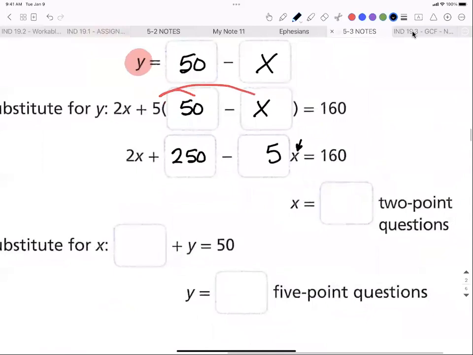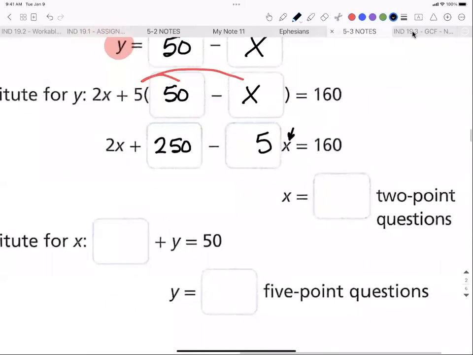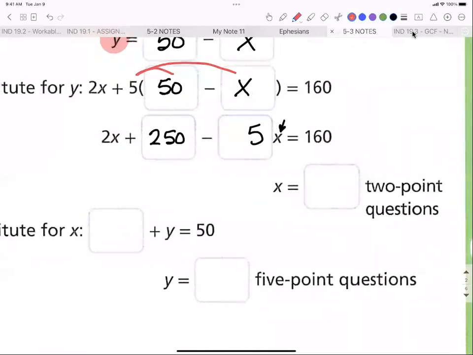Now, they don't give you the boxes for this part. So you just have to do this part without the boxes. But we know that first we need to combine like terms. We have 2X and negative 5X. What's 2X minus 5X? What is it? Negative 3X, right? 2X, 2 minus 5 is negative 3. So 2 apples minus 5 apples is negative 3 apples. Okay, when you're combining like terms, it's just apples and apples. Now that plus 250, we didn't do anything with. And the equals 160, we didn't do anything with.